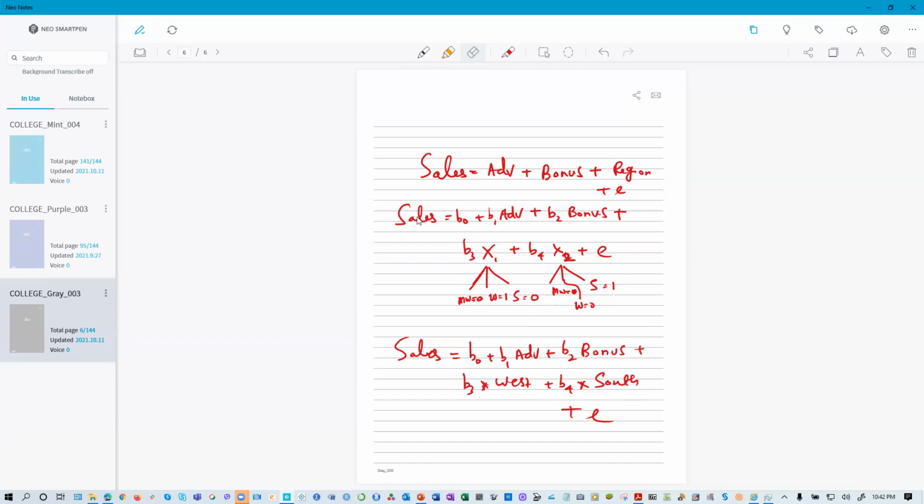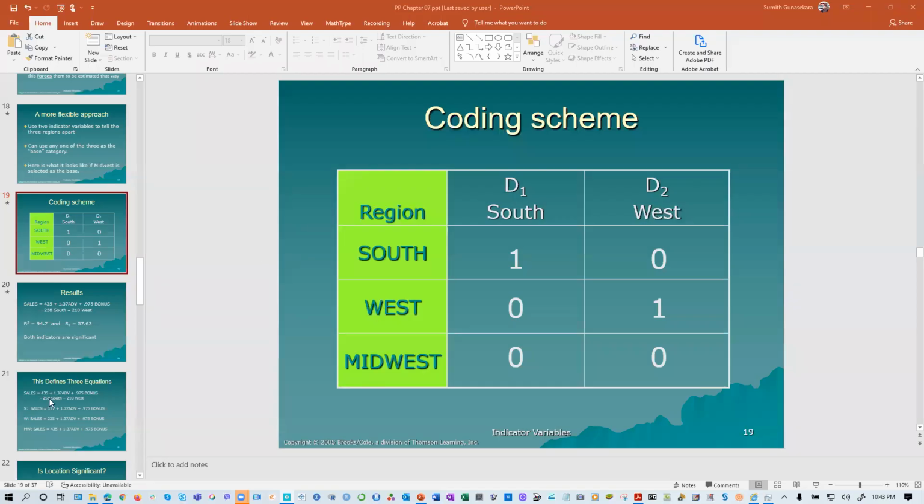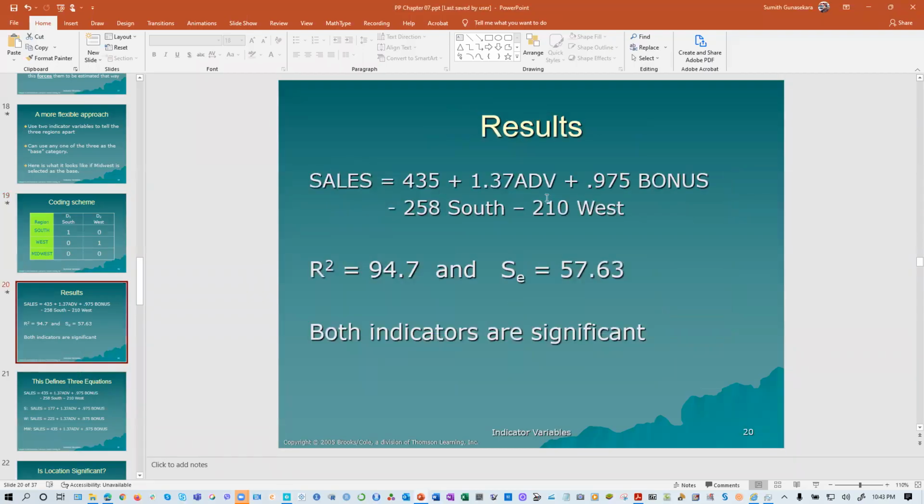It's implied already, because B0 is not only for this one, B0 is for the others too. So you don't have to say these are for that particular region. No, you don't have to say that. But it's implied that Midwest is the base. Midwest is the base. So that's what they were trying to do over here. They set this up like this.